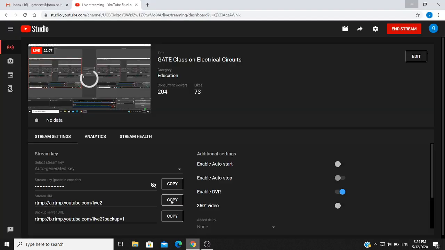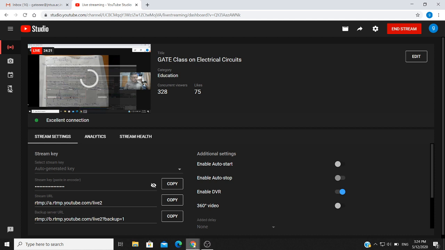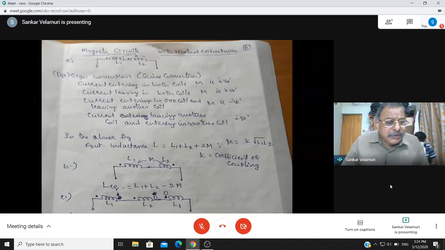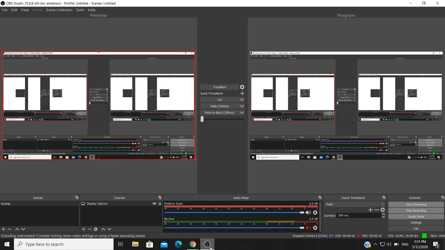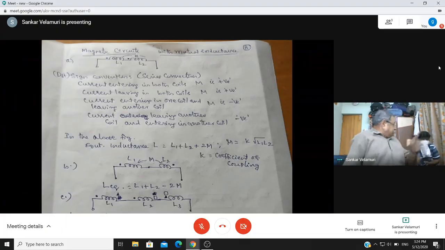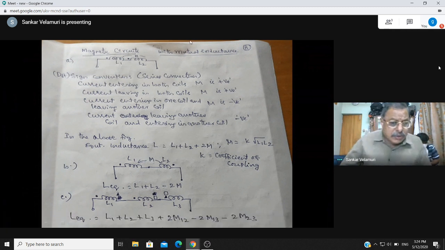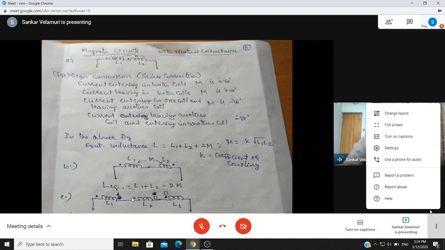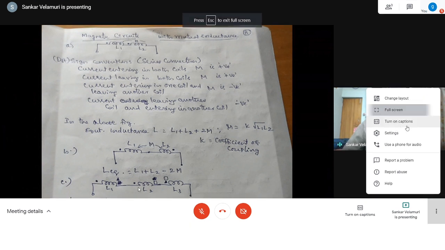Hello, sorry for the interruption. Now I hope I am audible to you all, everyone. Yeah, now I am discussing point C, with three inductive coils connected in series. So now the dot convention is here. For coils 1 and 2, I have shown current entering in both the coils.